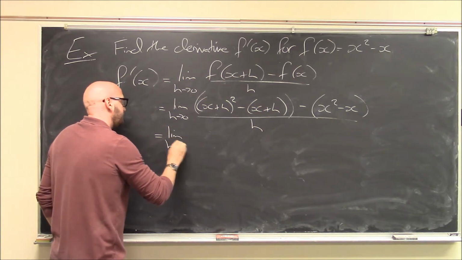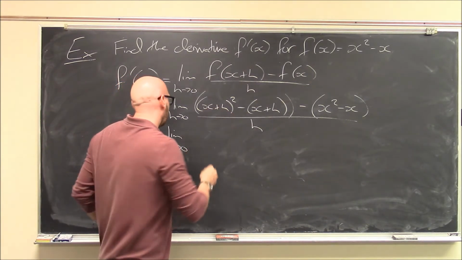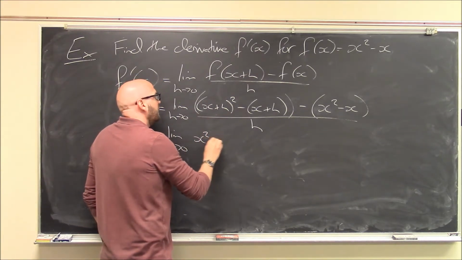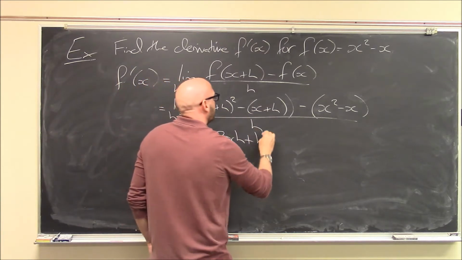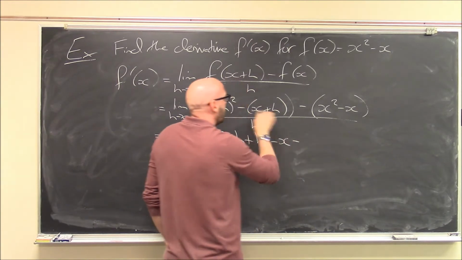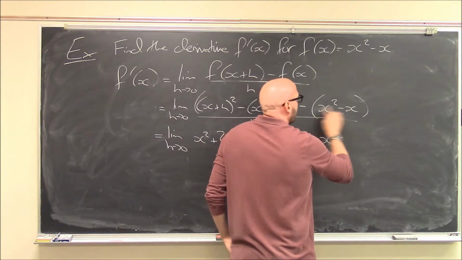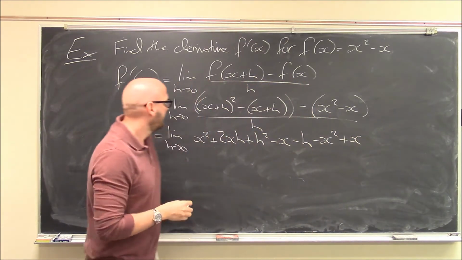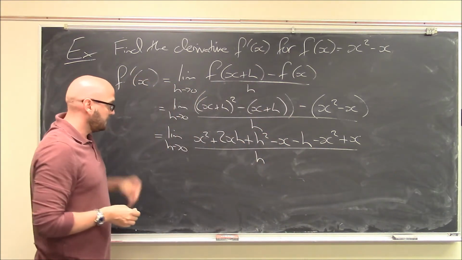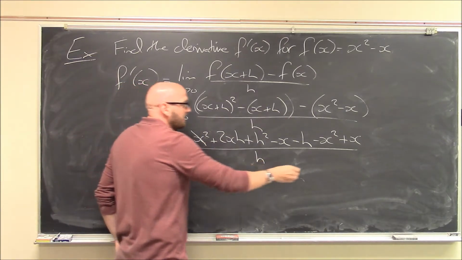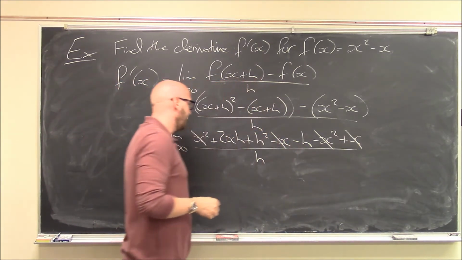So we'll keep going. Let's see, I'm clearly going to want to FOIL this out, so let's expand this really quickly. Here I've got x squared plus xh plus xh, so plus 2xh plus h squared minus x minus h. And now we'll distribute this negative, so minus x squared minus minus x is plus x, all over h. And I suspect a whole bunch of stuff cancels, so let's figure out what we can cancel here. x squared minus x squared, those go away. We've got a minus x and a plus x, those go away.